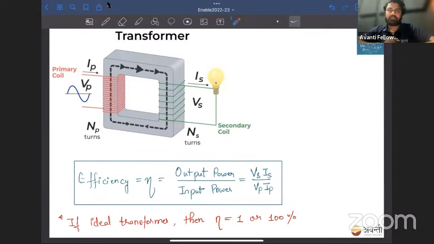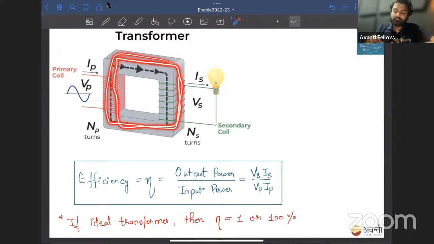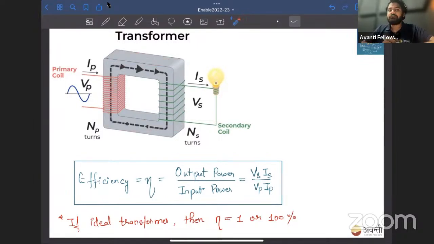Loss in the transformer means this, you can see now, this is called the iron core. It is made up of iron. And when flux is induced in this iron core, there are some heat losses. It will become hot. So in an ideal transformer there are no heat losses, which is practically not possible, but for calculation we are assuming. So for an ideal transformer, efficiency is 1 or 100%.